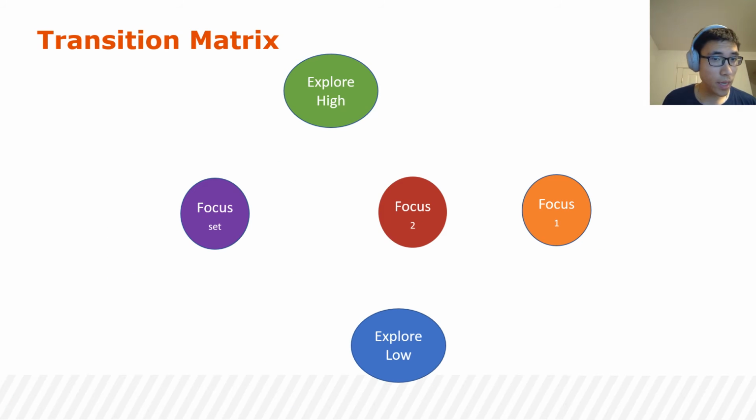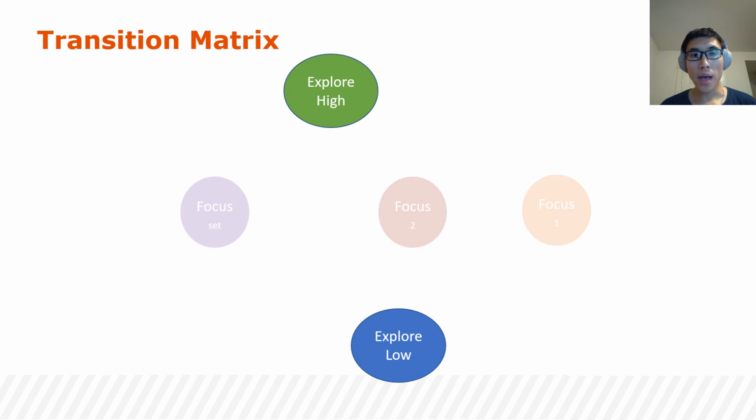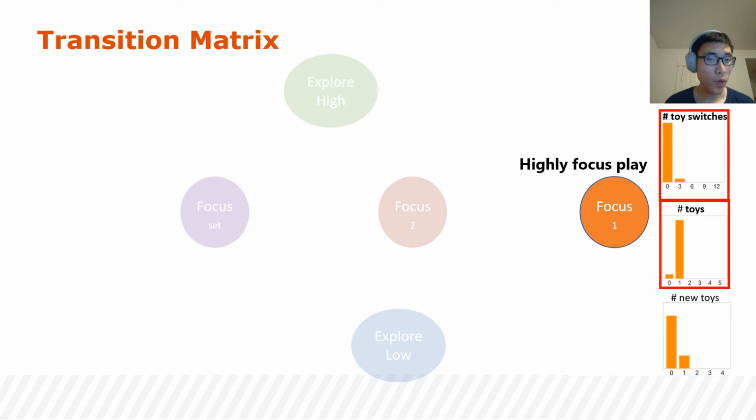After fitting the data into a 5-state hidden Markov model, we identify two different types of states from the semantic interpretation: the 3 focus states and the 2 exploration states. The first focus state, we call it focus 1 or F1, is the highly focused play state. In this state, infants focus on a single favorite toy, characterized by the number of toy switches and number of toy counts always equal to 1 or 0.